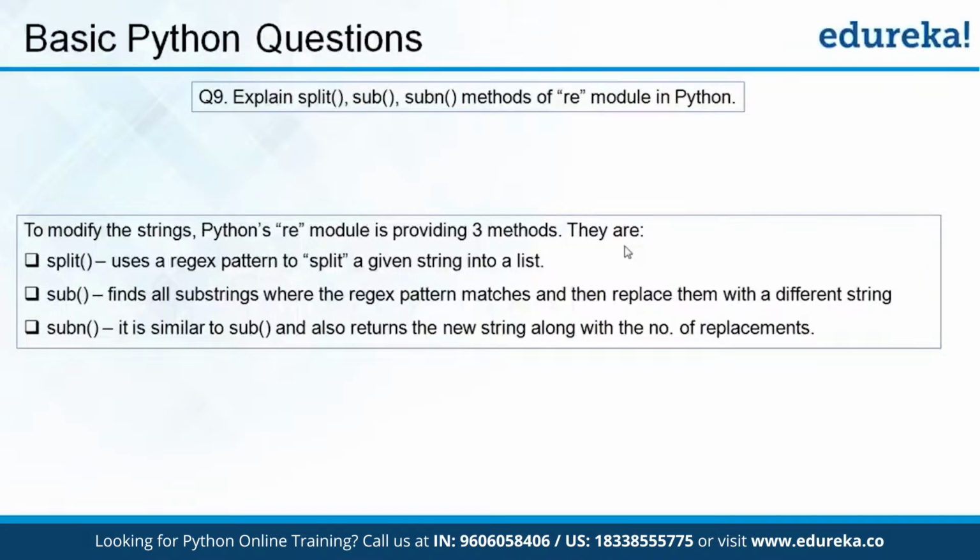Now, there are some more things. When it comes to regular expressions in Python, how do we do various things? We've got the re module. Split uses a regex pattern to split a given string into a list. Sub will find all the substrings where the regex pattern matches and replace them with a different string. And subn will replace like sub does, but it will also give you how many replacements happened.